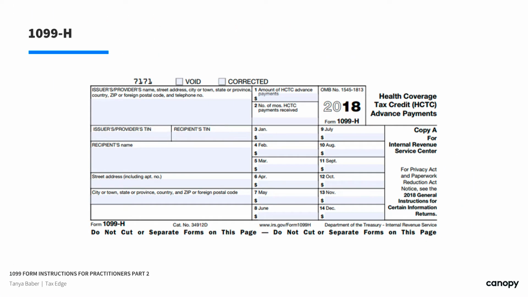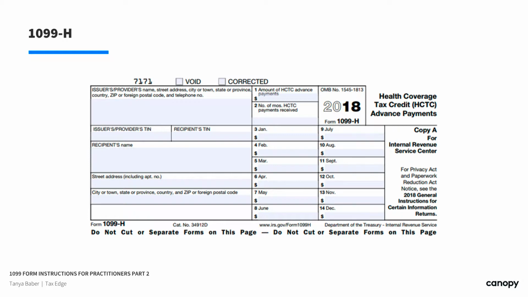All right, so we're moving into the 1099-H. What is this one? This is, again, a newer 1099 form, relatively speaking. It is for health care coverage tax credit advance payments. So the instruction on what this form is, it's health care tax credit. This came about as part of the Affordable Care Act.